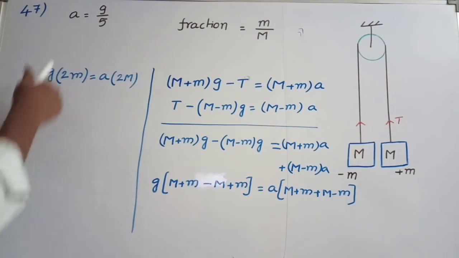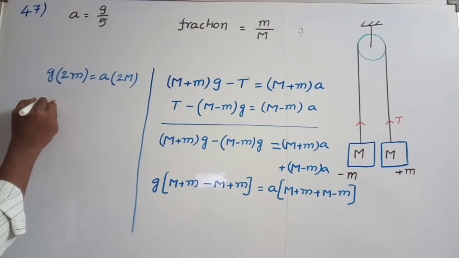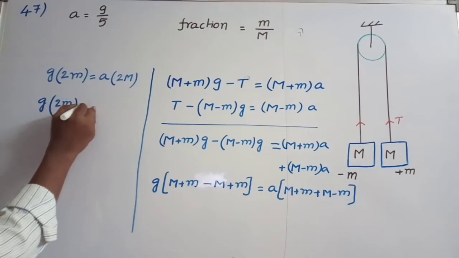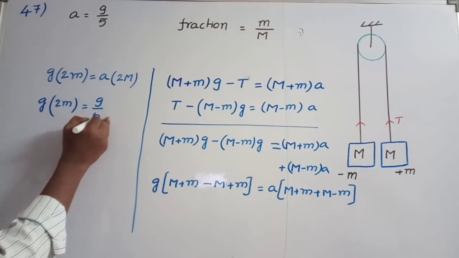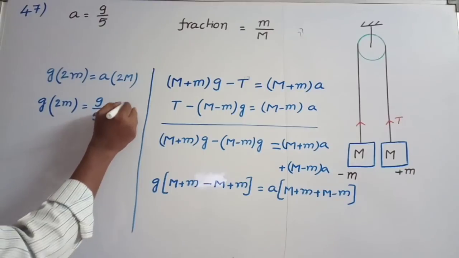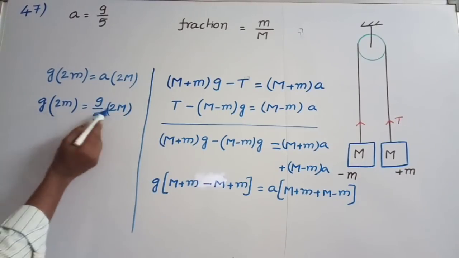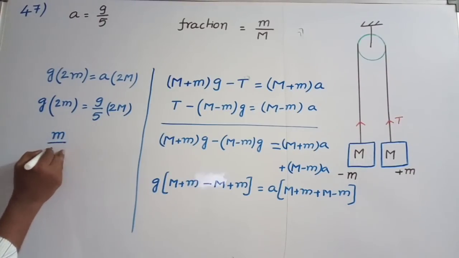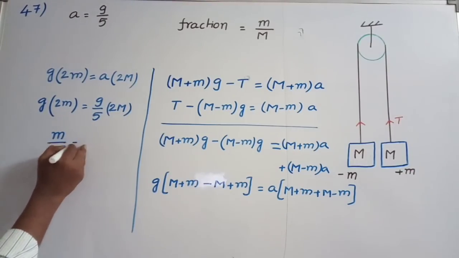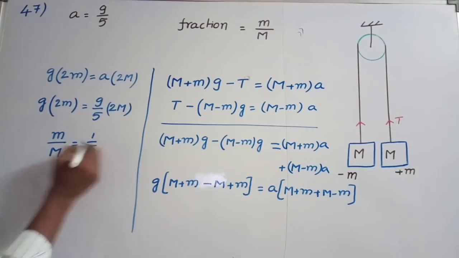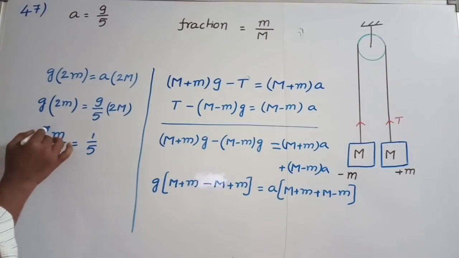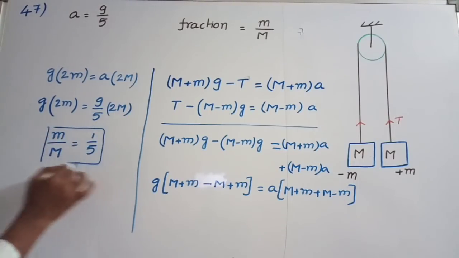But the system is accelerating with g by 5. So substitute a value, 2m is equal to g by 5 into 2 capital M. Here 2 gets cancelled, g gets cancelled. From this, fraction of mass removed, small m by capital M is equal to 1 by 5. So here small m is the removed mass. So fraction of mass removed is equal to 1 by 5.